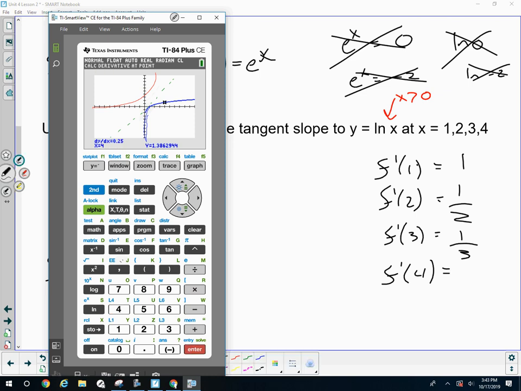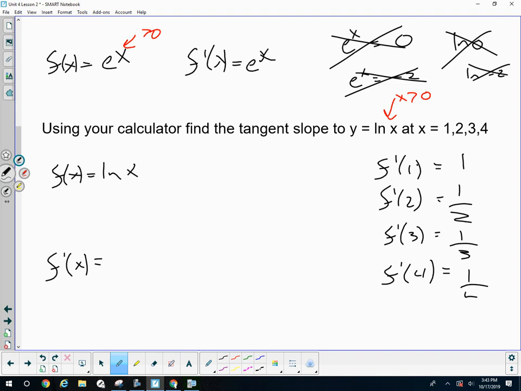Yep, you get 1/4. So whereas e to the x had all about y's for the tangent slope, log x is all about the x's, but not just x's. It's 1 over the x. It's the reciprocal of your x value. So this, my friend, is the tangent slope generator.